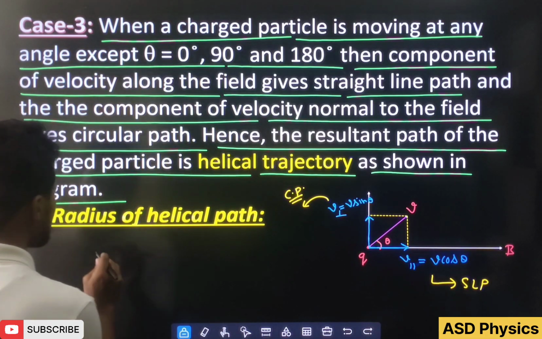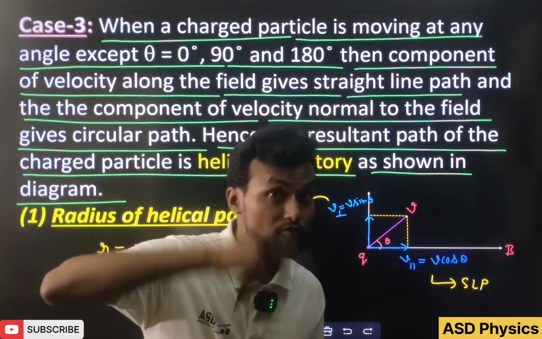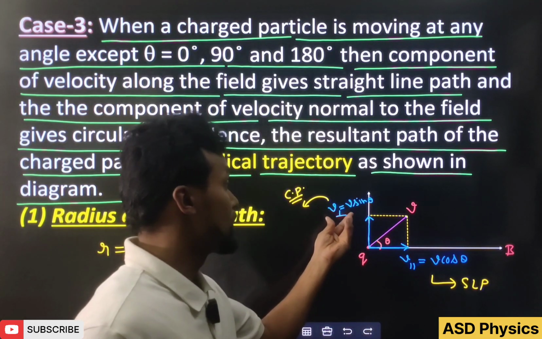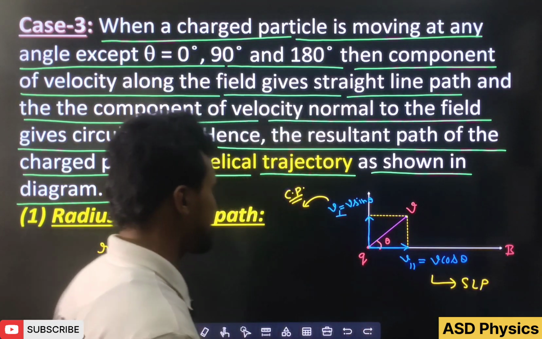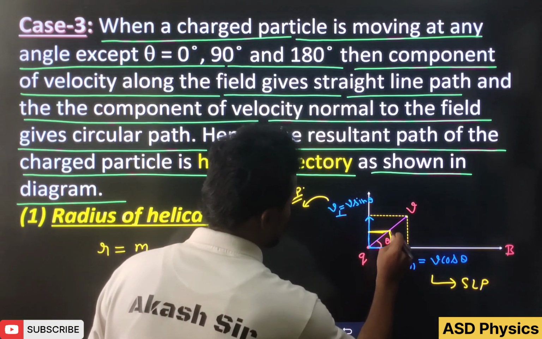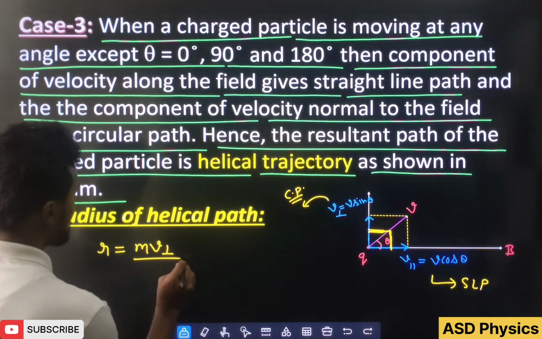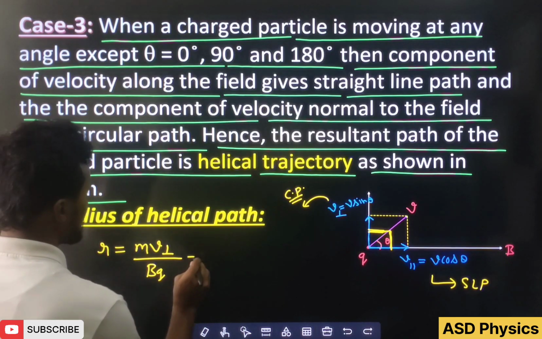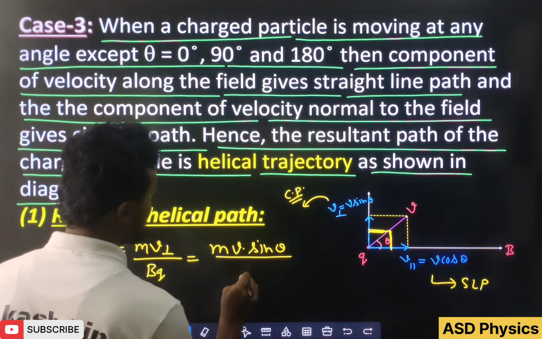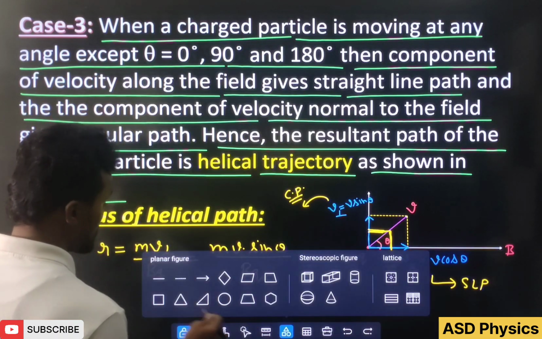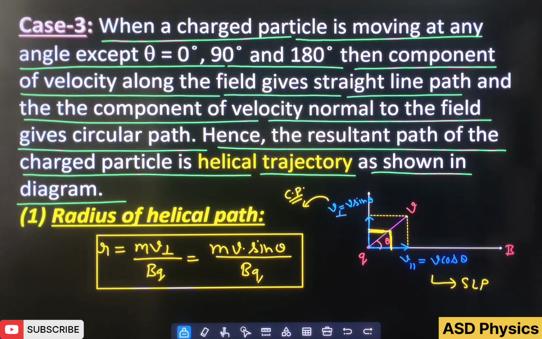Okay. But for the radius of the circular path, remember, which component is responsible for the circular motion of the charged particle? This perpendicular component. The angle between V perpendicular and B is anyhow 90 degrees here. So this one is responsible for the circular path. Remember that R equals m V perpendicular by BQ, or we can write mV sin theta by BQ. If you put theta equal to 90 degrees, you will get the second case here. Very important, the radius.